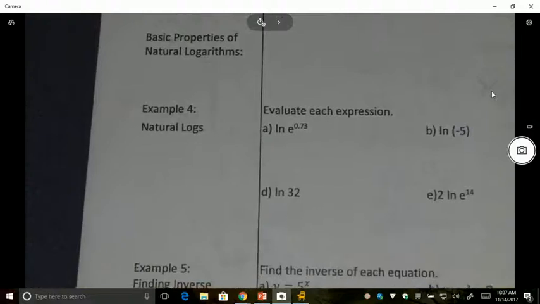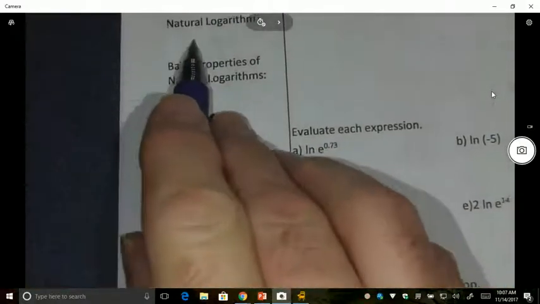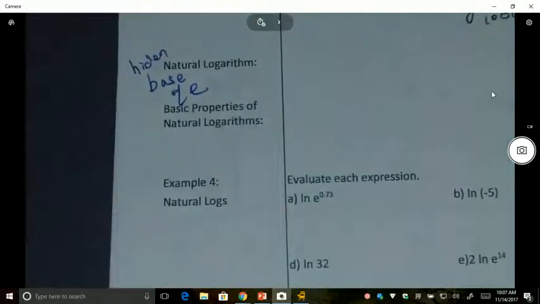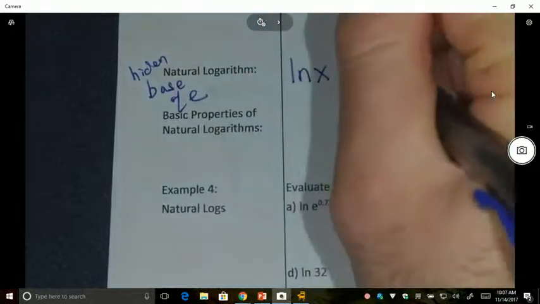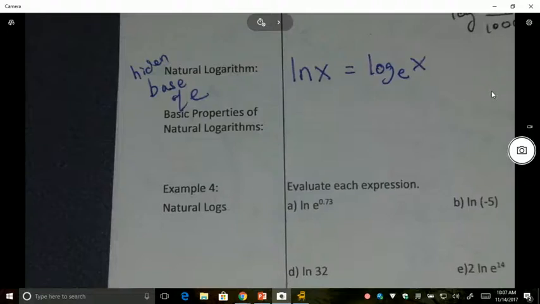So one that you probably did not do in Algebra 1, most of you, or some of you even in Algebra 2, is the natural logarithm. A natural logarithm has a base, or a hidden base, of e. So natural log of x is really log base e of x. You're like, e? What the heck is e? E is an irrational number, much like pi, that is a natural base.